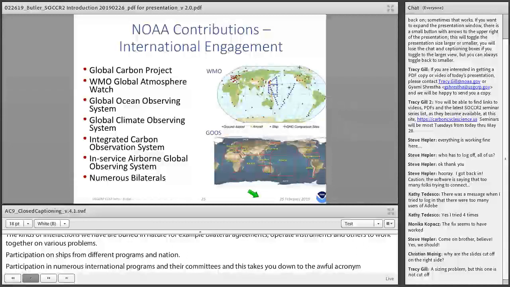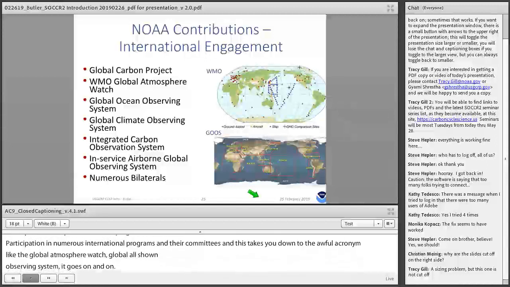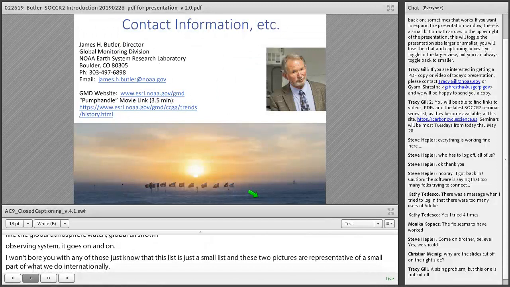Just note that this list is just a small list, and these two pictures are simply representative of a small part of what we do internationally. And I think the other agencies can say the same, and this is where a lot of this comes to play in the Carbon Cycle program. So anyway, as I was saying, if you desire more information, this is my contact information.